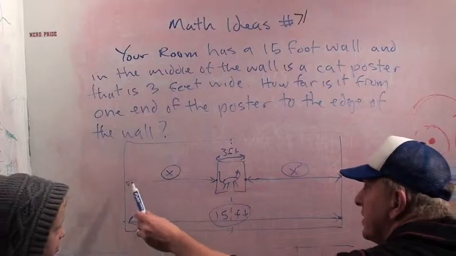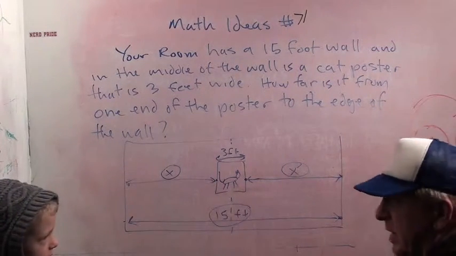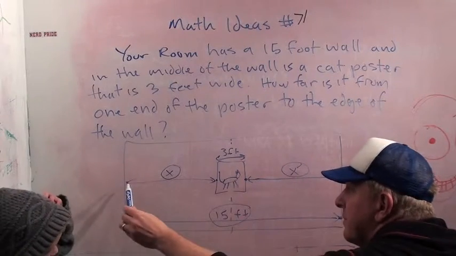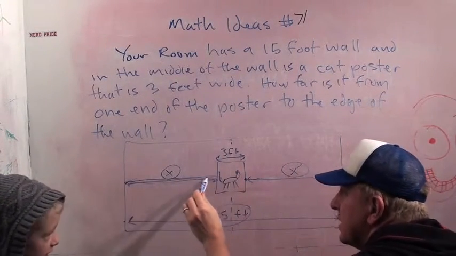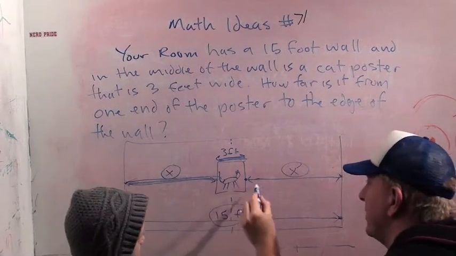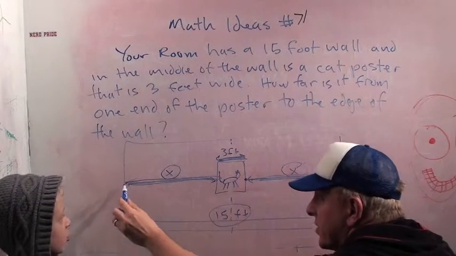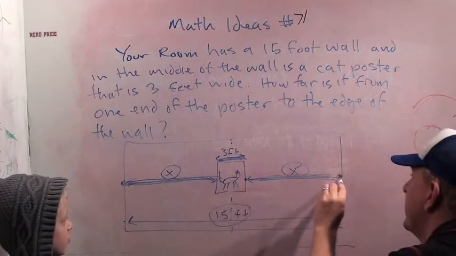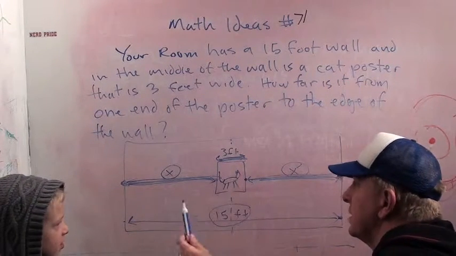Okay. But how far is this? This might be too hard for you. Do you want to keep trying? Yeah. Okay. How far is it when I go from here to here? It's gonna be X feet. How far is it when I go from here to here? 3 feet. How far is it when I go from here to here? X feet. Okay, so how far is it when I start here and end up here? How far do I go? You go X feet.